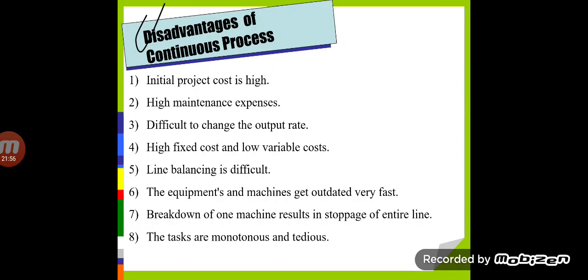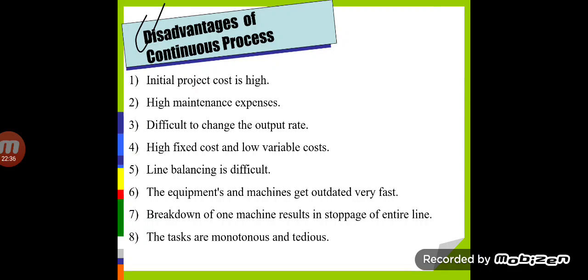Fifth one is line balancing is difficult. Here we are producing a single type of product in a layout, so line balancing is very difficult in this type of system. Equipment and machines get outdated very fast, because we produce a single variety of product, but nowadays technology is rapidly changing in the market. New machineries and new technology arise, so we are not able to accept new technology every time in this system, and the equipment and machines get outdated very fast.